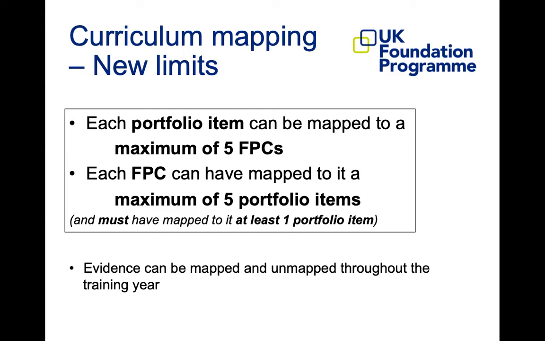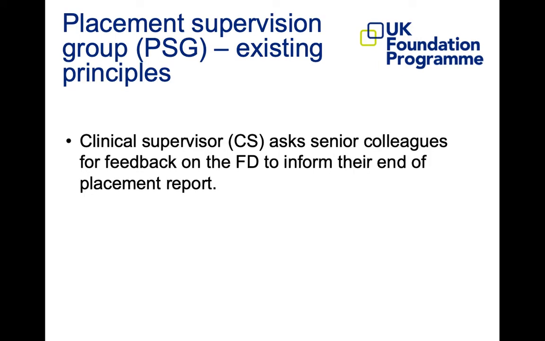Again, in the past, we've seen trainees link lots and lots of items to each FPC. Now, the UK Foundation Programme is saying that they want a maximum of 5 portfolio items, with each FPC having a minimum of at least 1 portfolio item mapped to it. And that evidence can be mapped and unmapped by the trainee throughout the year. So just a slight difference on how we're going to look at the curriculum.